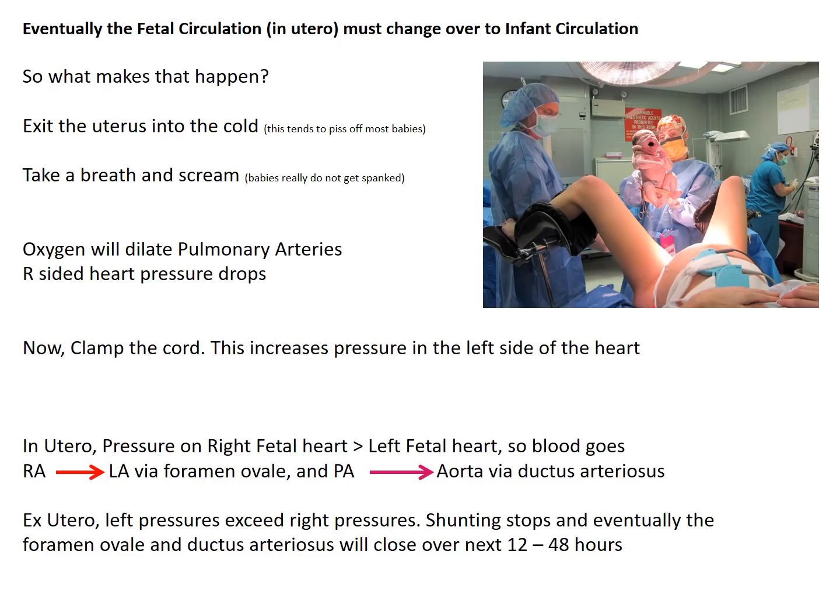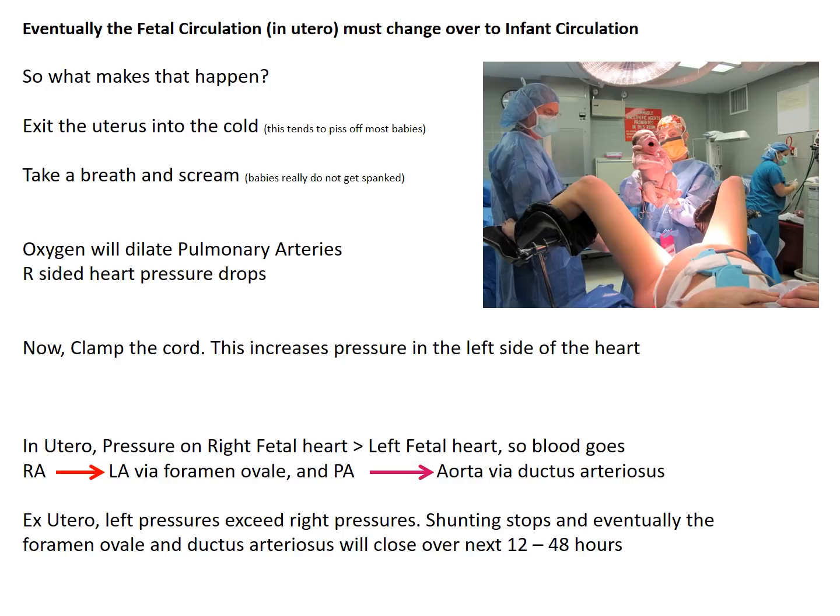Okay, following birth, fetal in utero circulation needs to change over to infant circulation. So we weren't using the lungs in utero. Now we got to start using the lungs outside of mom, right? So baby exits, comes out into the cold, takes a deep breath and screams. Now baby's going to fill the lungs up with oxygen. The oxygenation within the lungs is going to dilate the pulmonary arteries, and the dilation of the pulmonary arteries is going to result in decreased pressure on the right side of the heart.